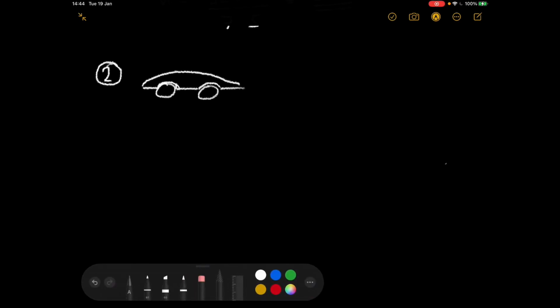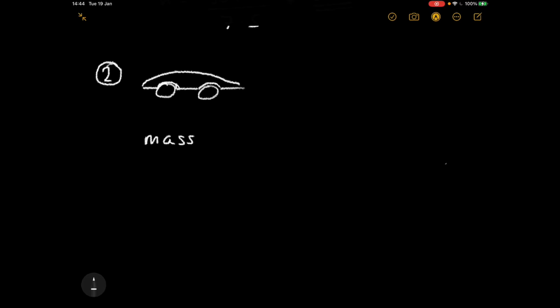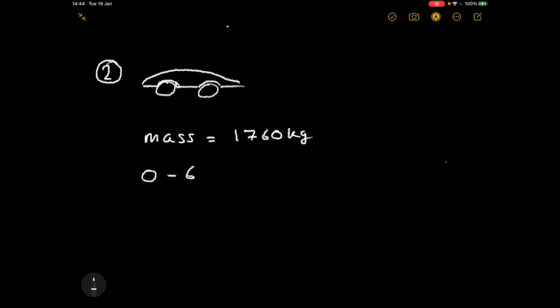So I looked up some specs for a sports car-ish sort of one, a fancy one, the type that I'll never own. And this is what I discovered: it's a heavy car with a mass of 1,760 kilograms. It's got a 0 to 60 miles per hour time of 4.7 seconds. The question is, can we estimate the power of the engine?